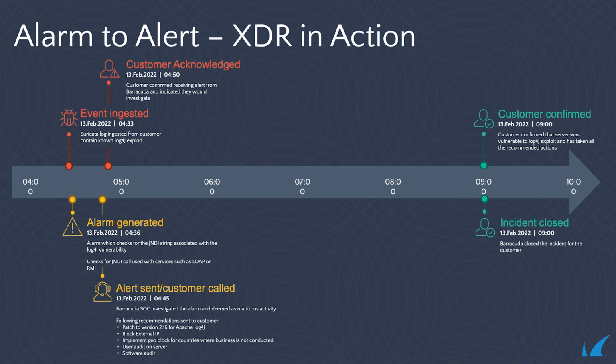And then at 4:45, we alert the customer, call the customer, and give them recommendations to patch, make sure they're blocking the IP address, doing a user audit, and a software audit. And then at 5:50, we see the customer acknowledges. And then at 9 o'clock, the customer did confirm that it was a server that was vulnerable to Log4j. And then we go ahead and close the incident. So within a 4.5-hour time period, we were able to take a server that was fully vulnerable to Log4j and have it patched. So what does an alert look like from the Security Operations Center?